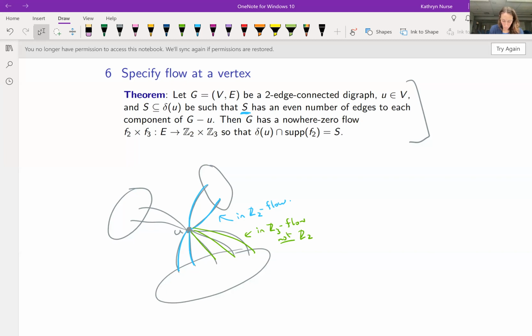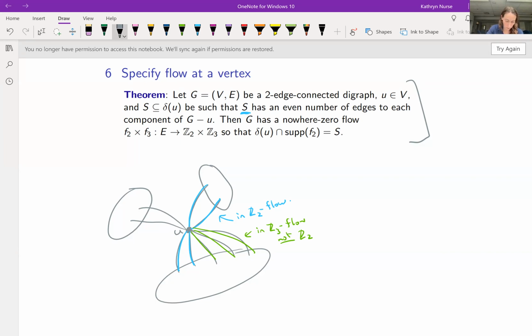Okay. Yeah, so here I'm just trying to say that you get a little bit. Instead of what I said at the top, where I was coloring all of the edges incident to u green, you can color some of the edges incident to u blue. And by blue, I mean they're going to be in the Z2 flow. And you have to be careful when you do this.